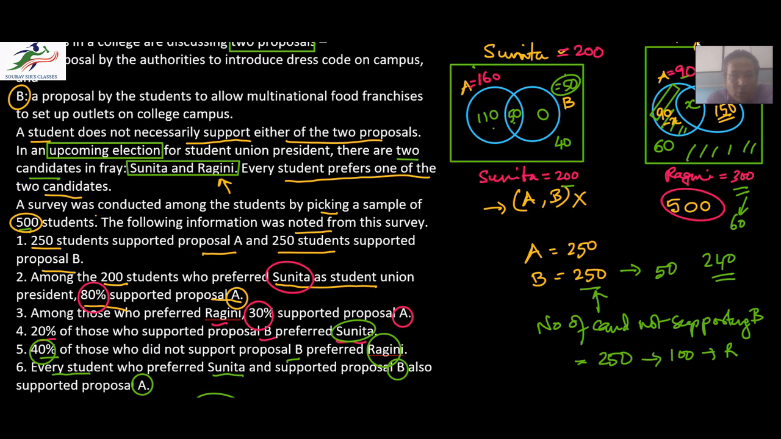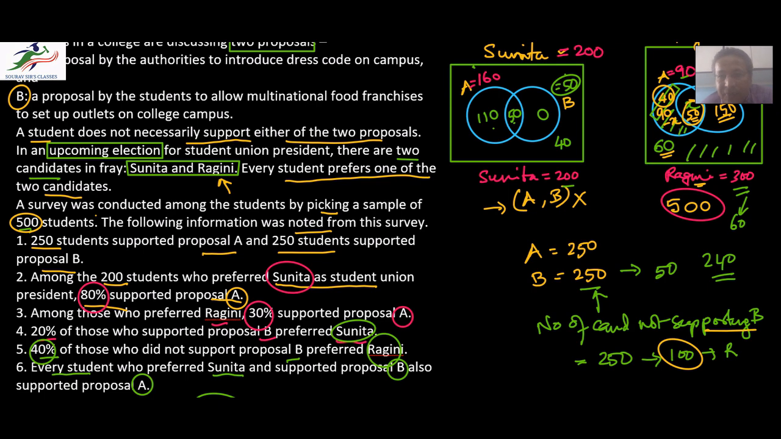Now we had also noted that 100 students who did not support B supports Sunita, or sorry, Ragini. So which means 60 plus 40, which would fall here, would be number of students who do not support B but supports Ragini. So this would be 40. So therefore X is 50. So we have all the numbers now and we can go in for the questions.